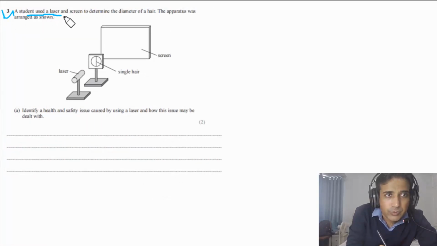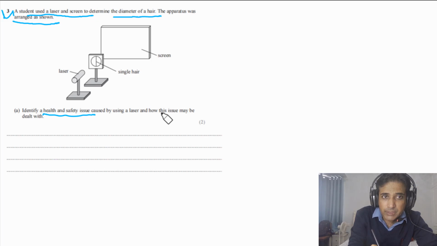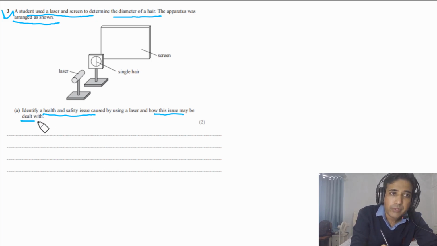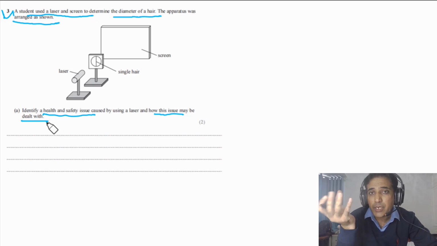Third question says a student used a laser and screen to determine the diameter of a hair. The apparatus was arranged as shown in the figure. For part A, identify a health and safety issue caused by using a laser and how this issue may be dealt with. First of all, if you look at a laser directly, the light of the laser is very intense, so it can damage our eyes. So we should not look at the laser directly with naked eyes, or we can wear dark glasses to protect our eyes. These 2 points you can write down in your answer.